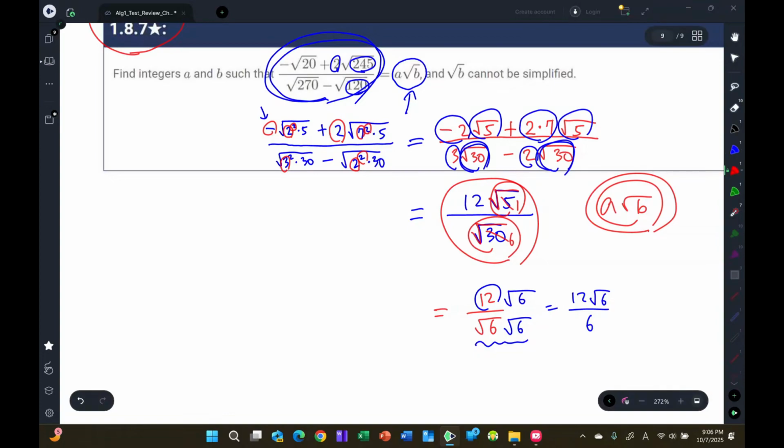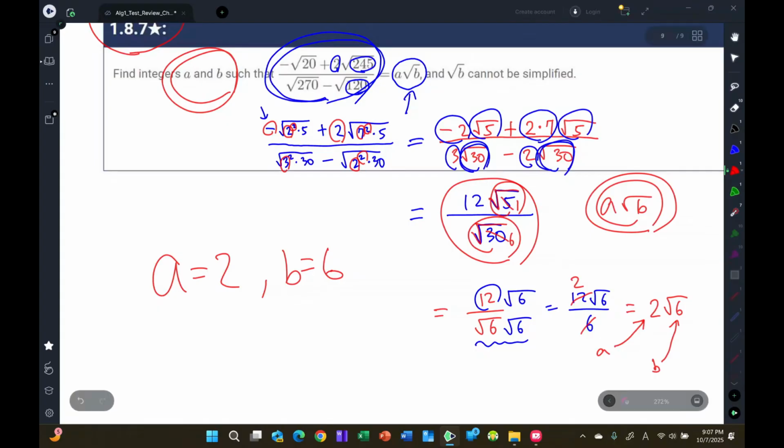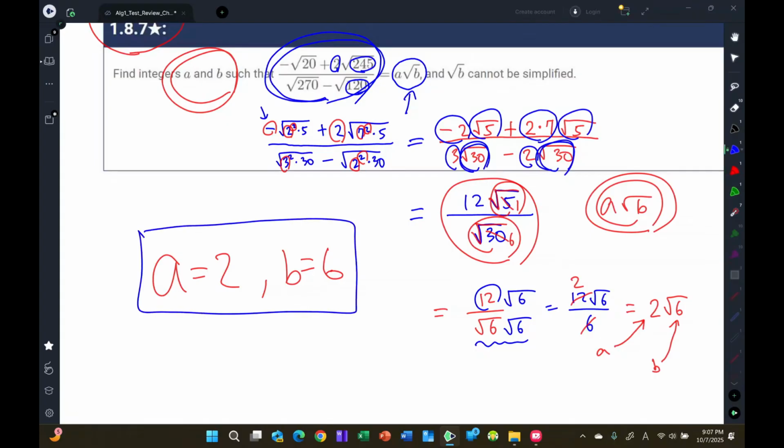Oh, you see something, right? 6 and 12 can be reduced, and that leaves 2 here. Finally, you have only 2 root 6. So what's the final answer? They told you to find a and b. So what is a? This is a. What is b? Inside the root, that's b. So we can say a is 2 and b is 6. And that's the final answer for the last problem.